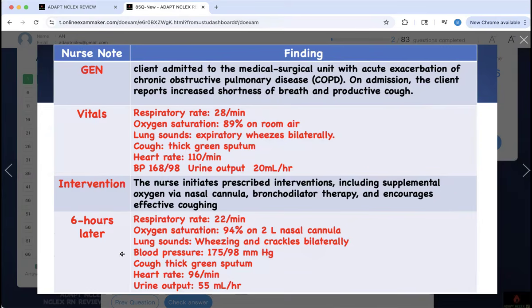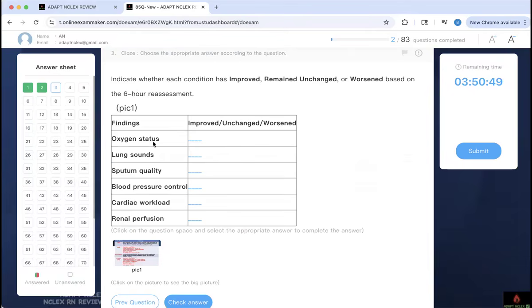Six hours later, the respiratory rate is 22, saturation 94% on 2 liters, lung sound, wheezing and crackles, blood pressure 175/98, cough, green sputum, the heart rate 96, urine output of 55. Now, look at it, stop the video, read the case study on your own again, and then figure out what is going on. Now, which of these conditions has changed, remained the same, or worsened? All you need to do, go back to the case, look at the scenario they've given you, and see if they have changed. Oxygen status, what does that mean?